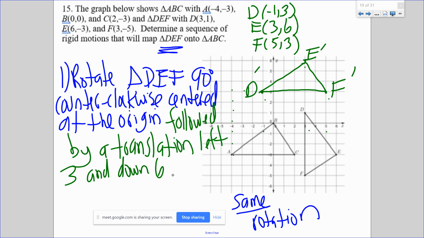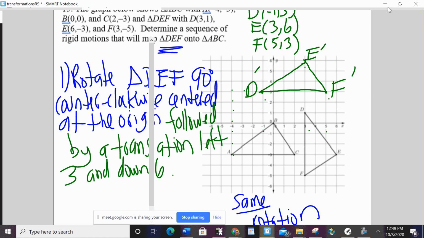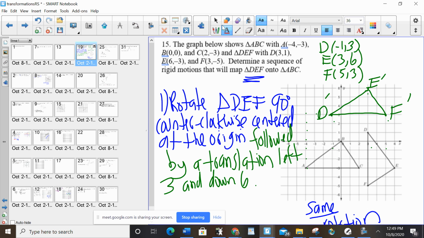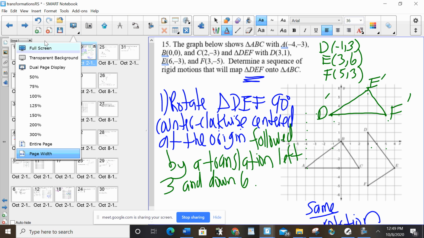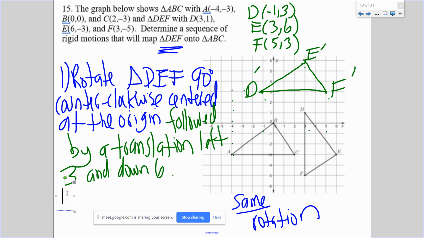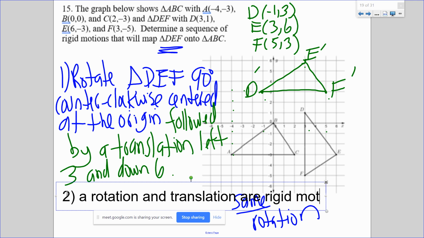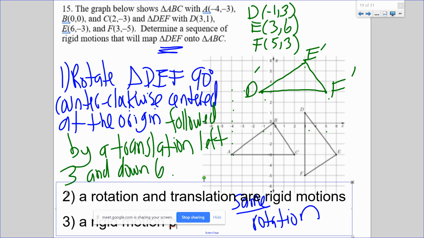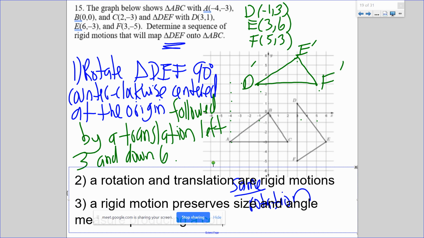Is this particular question asking if they're congruent? No, but for practice, let's just talk about what it would be if it did. If it said, are they congruent, then we state that it's a rigid motion. A rotation and translation are rigid motions. Tell me what that means. A rigid motion preserves size and angle measure, producing a congruent figure.